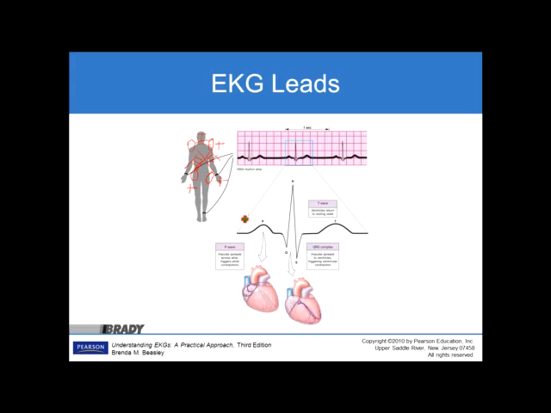When looking at the waves, the P wave identifies atrial depolarization. The QRS identifies ventricular depolarization. The T wave is the actual repolarization of the ventricles. The atria probably repolarized as well, but it's hidden somewhere, probably in the QRS.